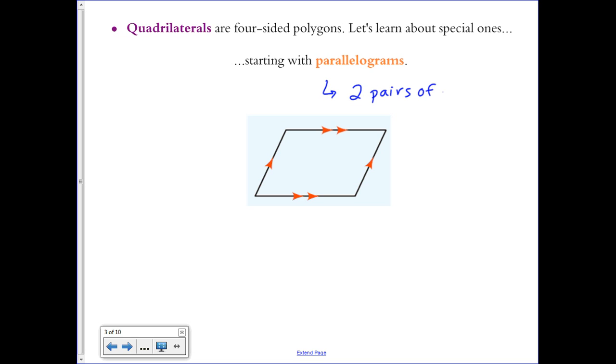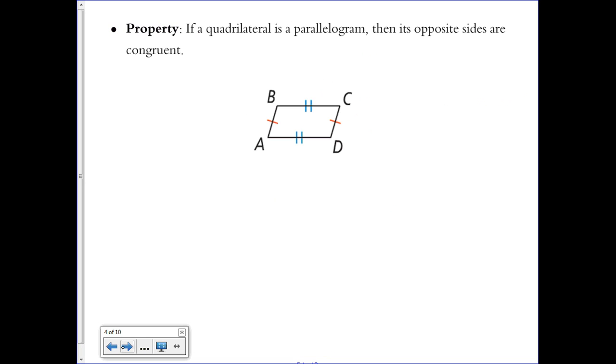And you can see on this figure that the opposite sides are the ones that are parallel to each other, and that's shown with the arrow. So a single arrow shows that it's parallel to the other single arrow, and the double arrow shows that it's parallel to the other double arrow. One of the properties that you're going to need to know about parallelograms is that opposite sides are also congruent. So not only is AB parallel to DC, but they're also congruent to each other, which means the same length.